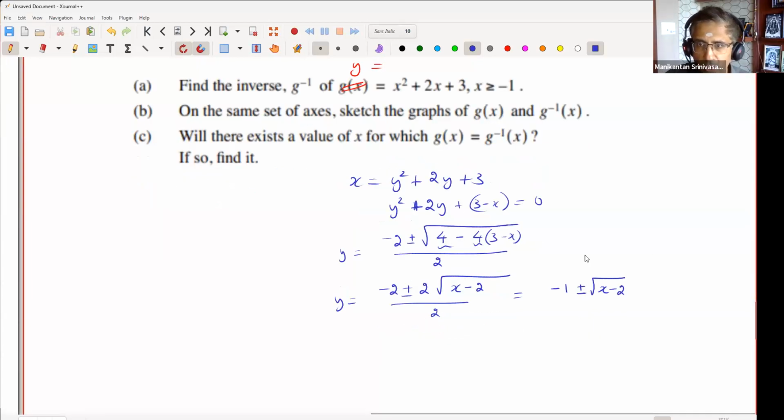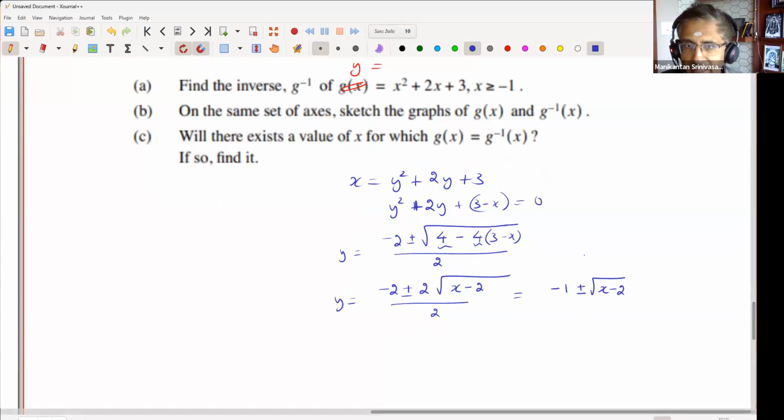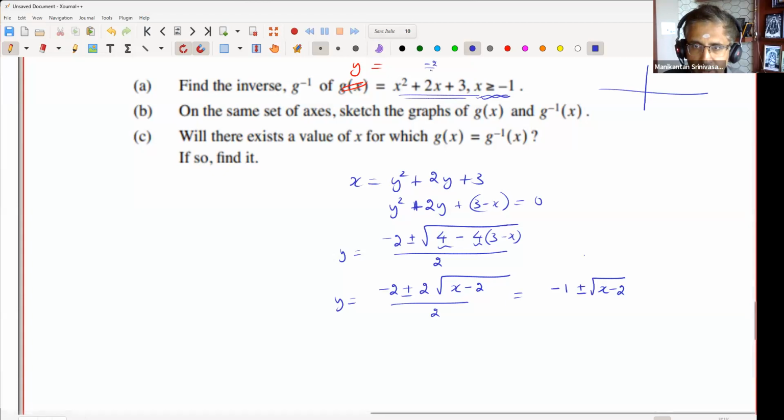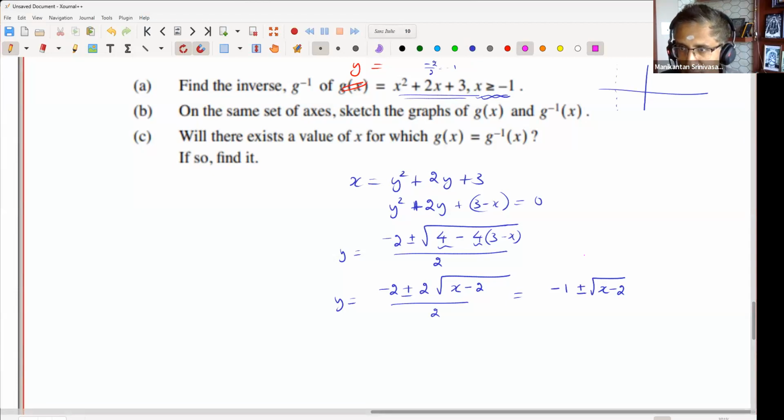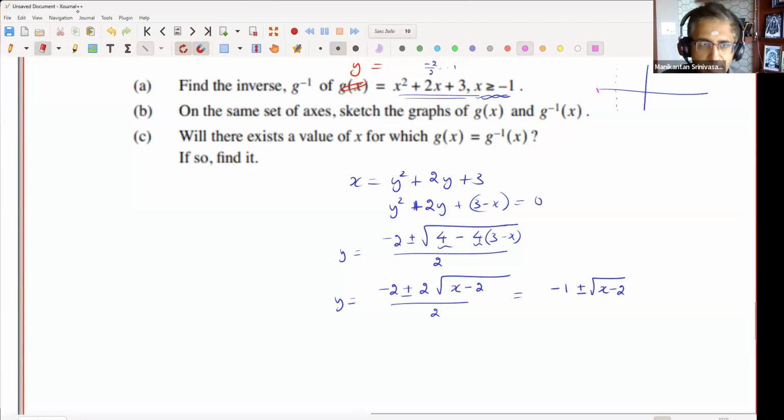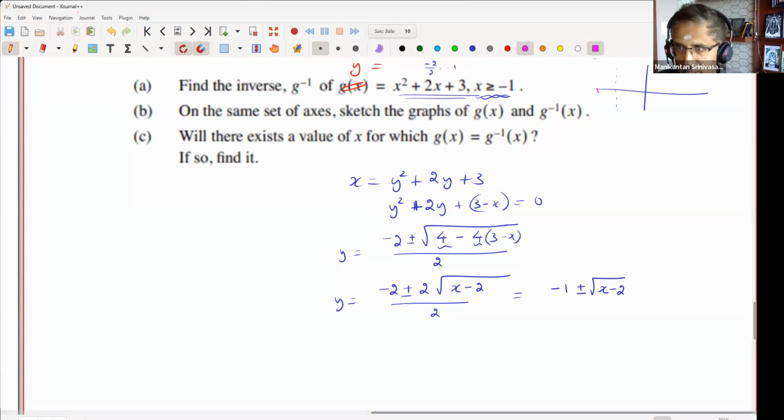Okay, but note, he has given, find the inverse of g, given x is greater than or equal to minus 1. Why did he have to give this? Because this original guy was a quadratic. Where is the vertex for this quadratic? At minus b by 2a. Minus b by 2a is at minus 1, which means the axis of symmetry is at minus 1. So this quadratic was looking something like this. Of course, we don't know whether b square minus 4ac is negative. That we can quickly check. B square minus 4ac is negative, yeah, and therefore it won't touch the x-axis, but that's fine. The quadratic is looking like this.